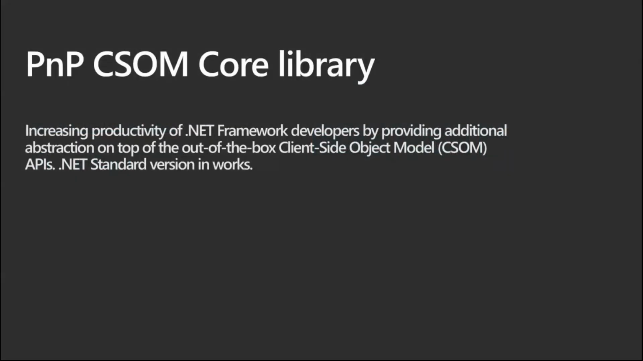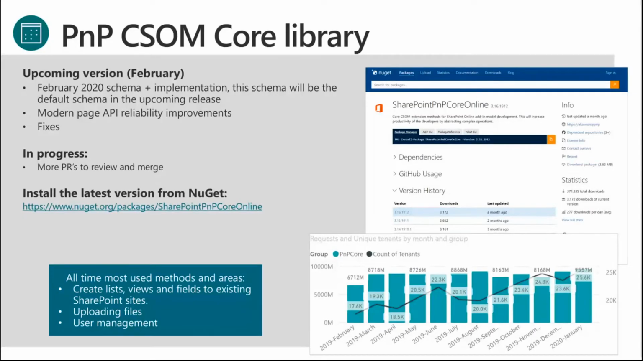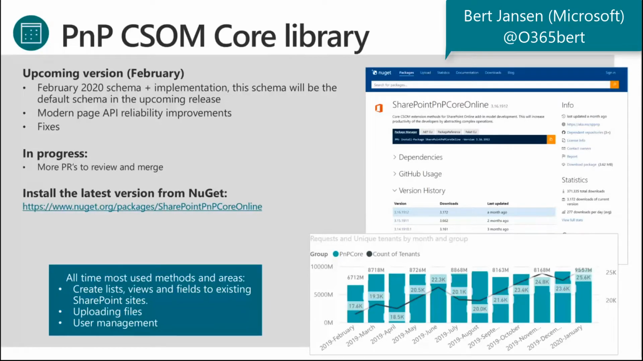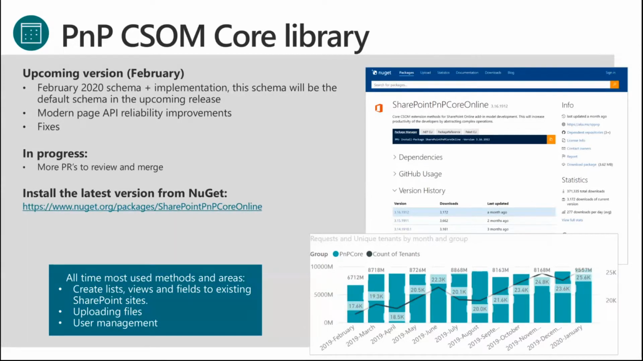Now that Bert is actually here as well, and I know that you were there, let's do a quick update on what's happening on the PnP CSOM Core library. Sure. PnP CSOM Core. We plan to release the February version normally tomorrow, maybe Monday, but Monday at the latest. So you should have it early next week at the latest. The key new thing will be the February 2020 schema. That will be the default schema in the February release. And Paolo will give you all the details about the schema, what's changed, etc.